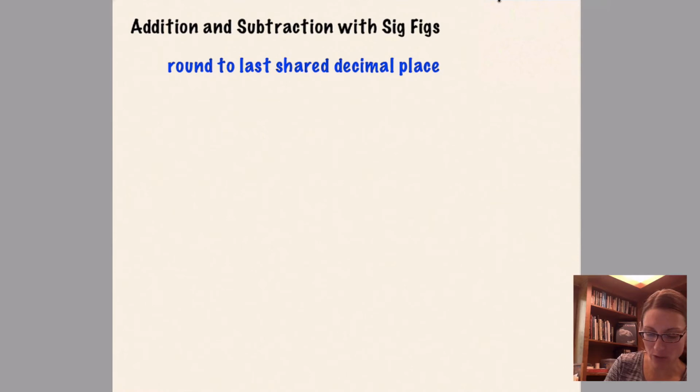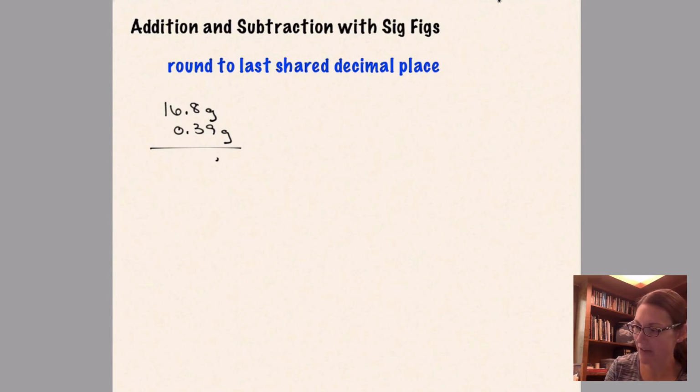For example, if you had the value 16.8 grams and say you added an additional 0.39 grams of whatever that material was using a different balance, that gave you a different number of decimal places, then when you go to figure out how much solid you have, you have 17.19 grams, except that from that first balance, you don't actually know what that hundredths place value is. So when you go to report your final value, you need to round to the last shared decimal place, which in this case is the tenths place.